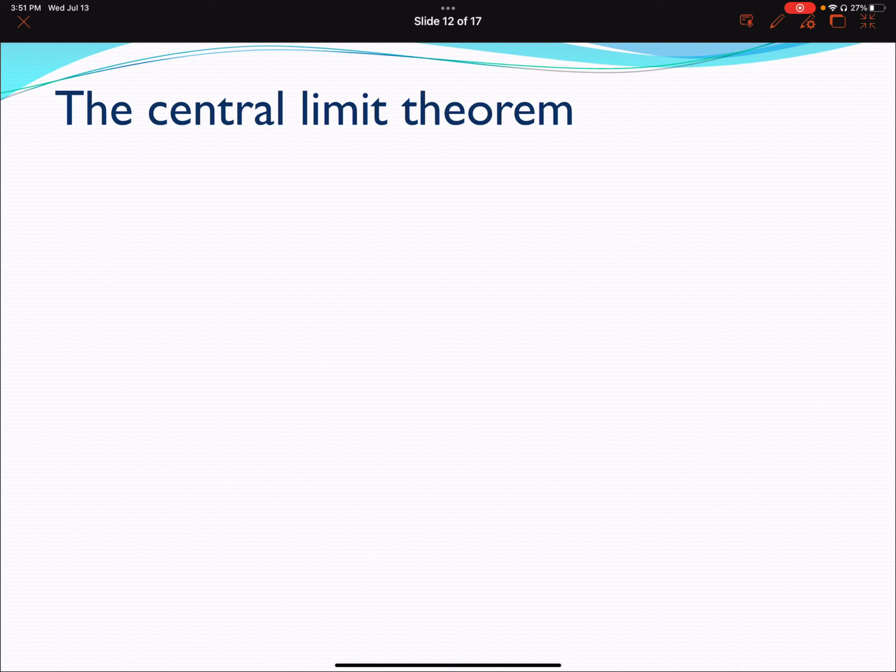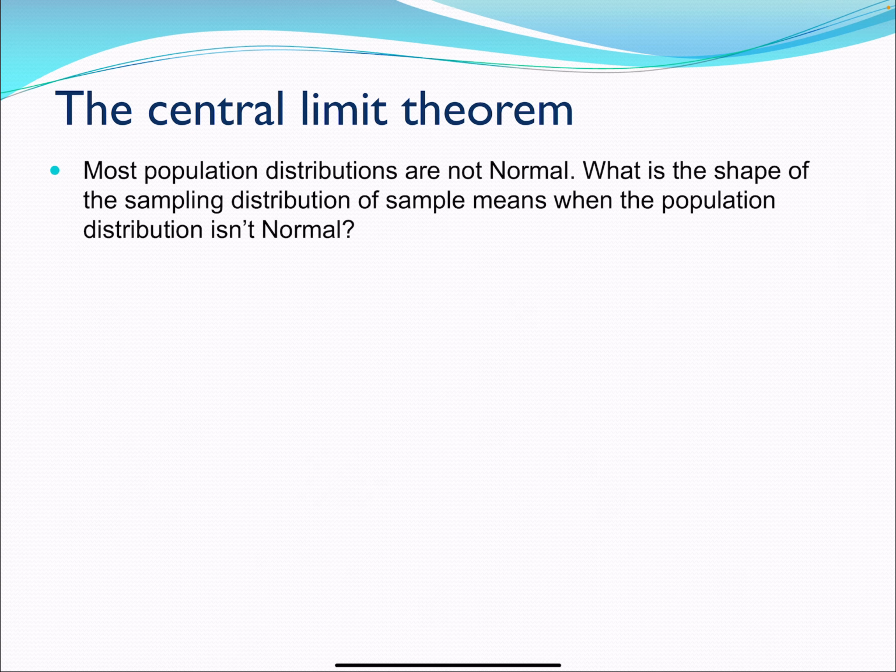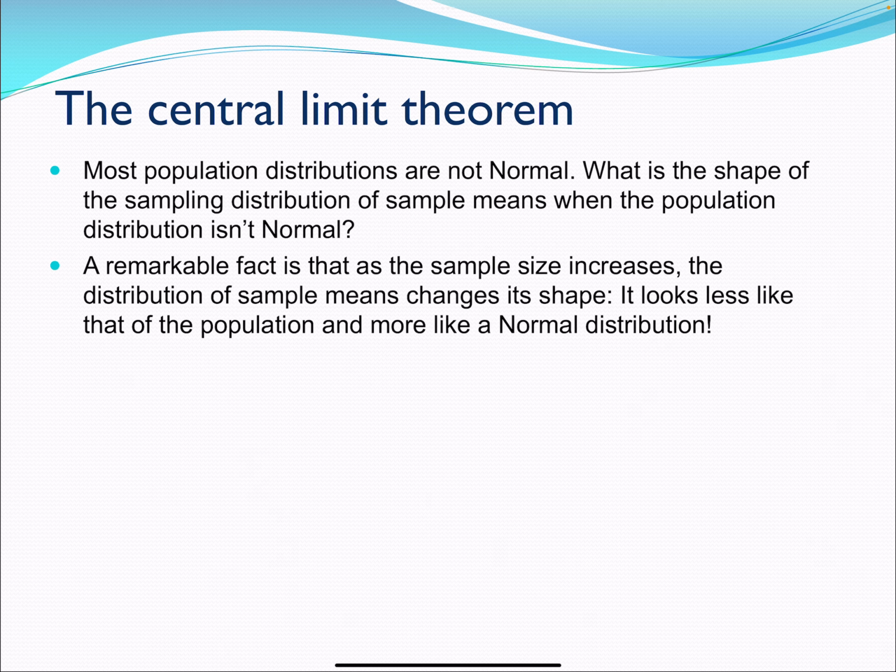This last video for chapter 13 talks about the central limit theorem. So most population distributions are not normal, okay? What is the shape of the sampling distribution of sample means when the distribution isn't normal? Well, fun fact is that as my sample size increases, the distribution of sample means changes shape and it turns into a normal distribution, which is so nice.